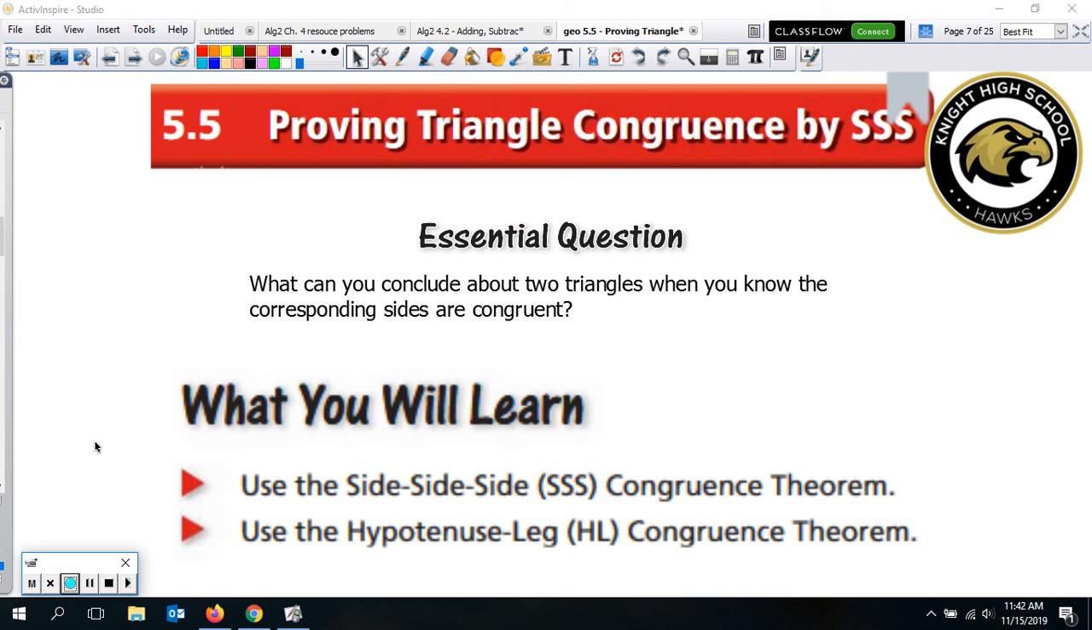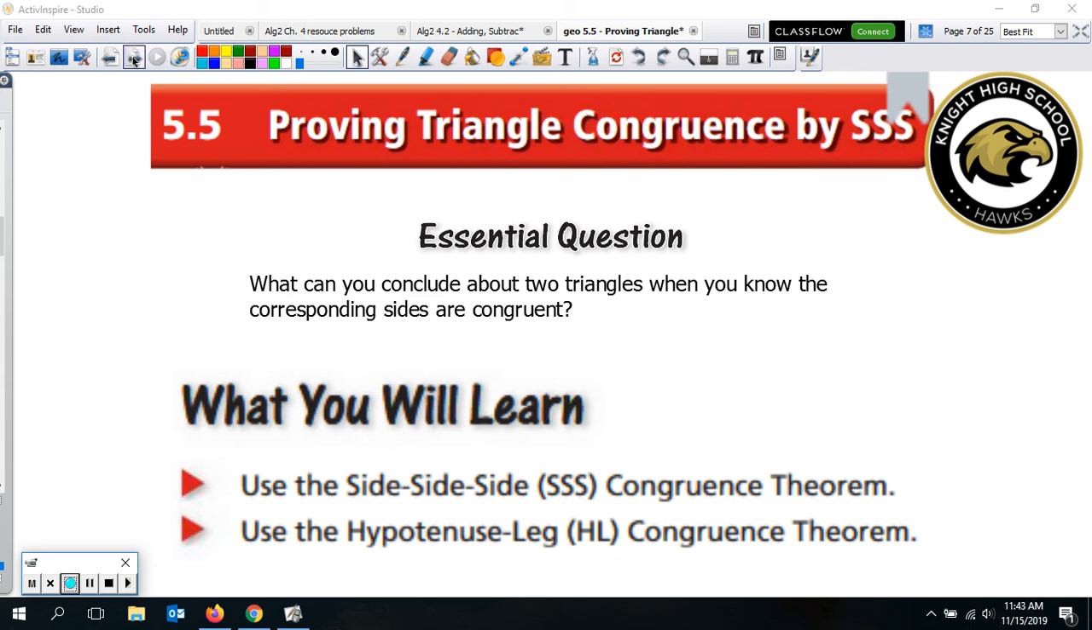Welcome everyone to 5.5 in our geometry curriculum, and we're looking here at another one of these special ways to prove triangle congruence. This one is by SSS, which would be the side-side-side congruence theorem. We've already looked at side angle side, or SAS, where you have two sides and then the included angle. We're looking at SSS here, and also another one, the hypotenuse leg theorem, which is more specific to a right triangle. We'll look at that one by the end.